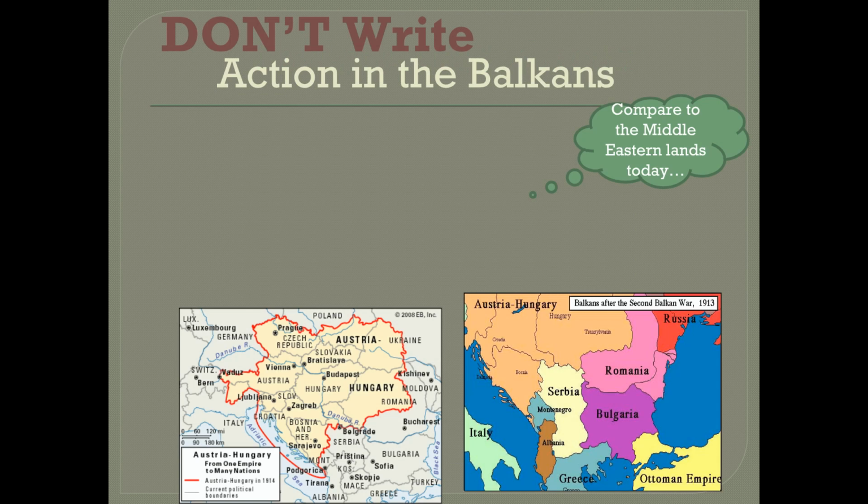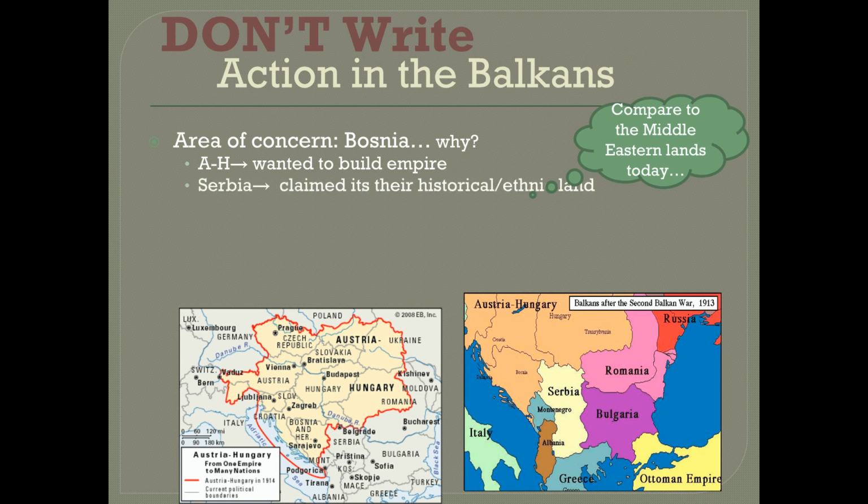So, some of the action in the Balkans. An area of concern was Bosnia. Of course, why? It's because Bosnia didn't necessarily want to be part of the Austria-Hungarian Empire. Austria-Hungary wanted to build an empire. Serbia claimed it was their historical ethnic land. Most of the people spoke the same language. Their culture was the same. Therefore, they didn't think that Austria and Hungary should take over Bosnia.